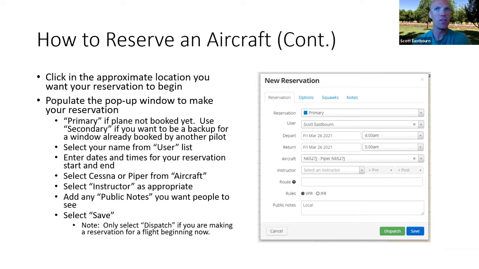This may be an admin feature, I don't know for sure, but the user field, whenever I go to that, I can see all the different members. So if you see that as well, you'll obviously have to scroll to yourself. But like I say, that may just be an admin thing that lets you book for other people. The departure and return is the window that you're actually scheduling your reservation. And then you can pick from the two aircraft. We've got the Piper and the Cessna both in there.